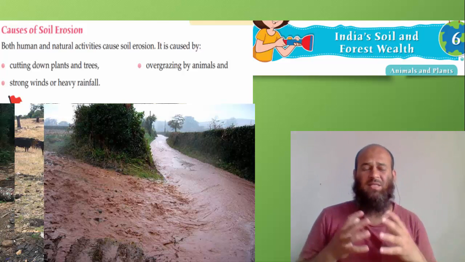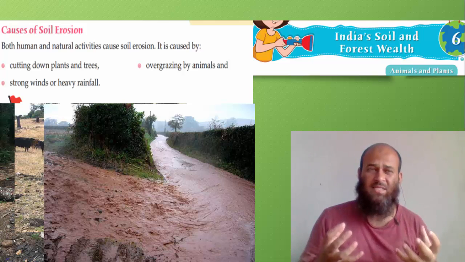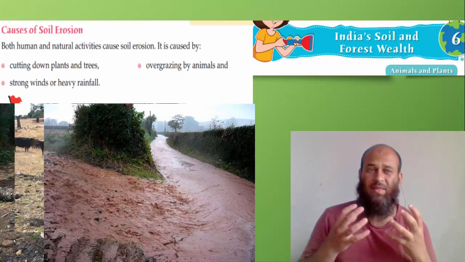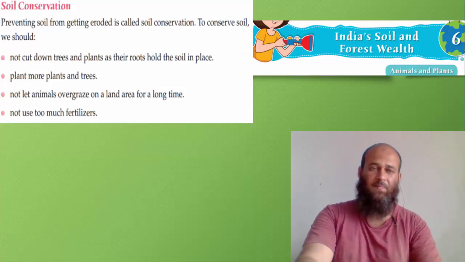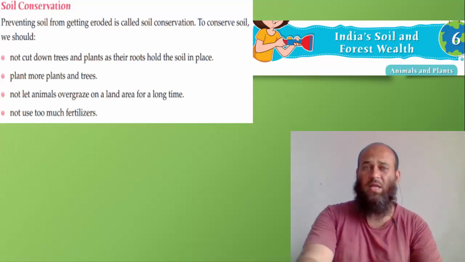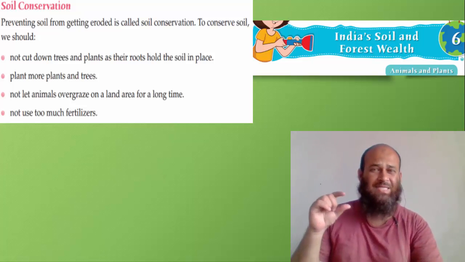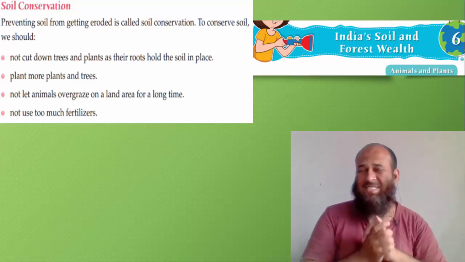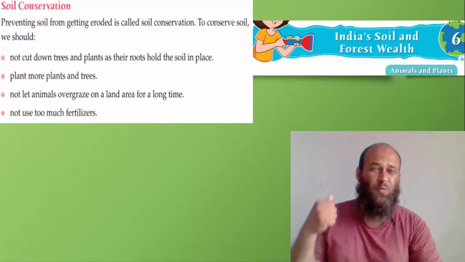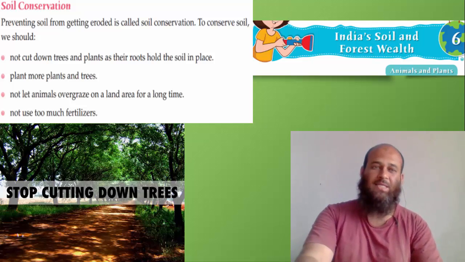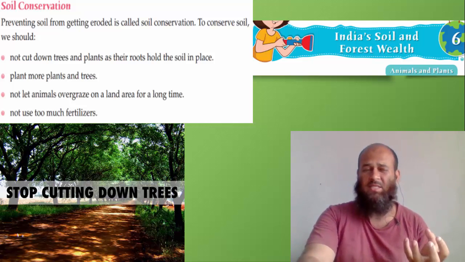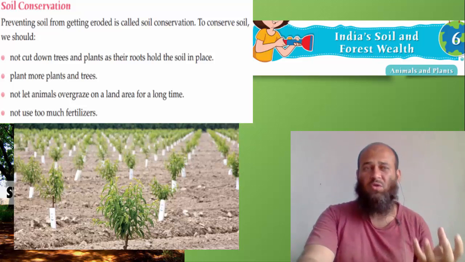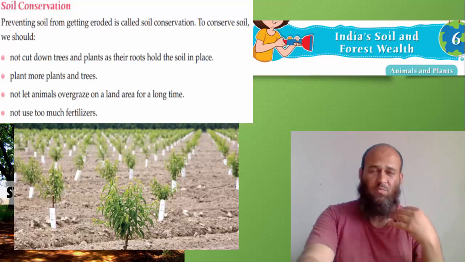How can plants and trees maintain soil? How can they help? How can they prevent? Let's see. Preventing soil from getting eroded is called soil conservation. Now, to conserve soil, to protect soil, we must not cut down trees and plants as their roots hold the soil in place. Plant more trees. We need more trees.